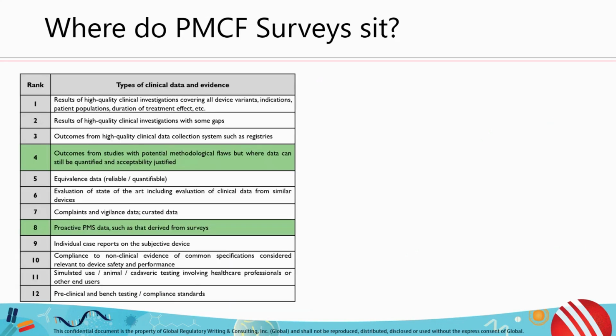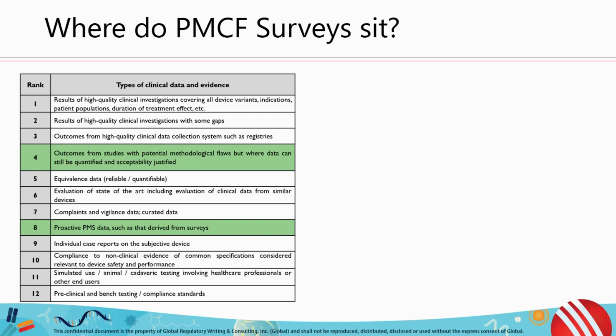So I'm going to be talking about PMCF surveys and where they sit in terms of the levels of evidence. Here I've got the hierarchy of clinical data and evidence, with the highest level being rank 1. You can see the definition here is high quality clinical investigations, all the way down to rank 12, which is preclinical and bench testing.